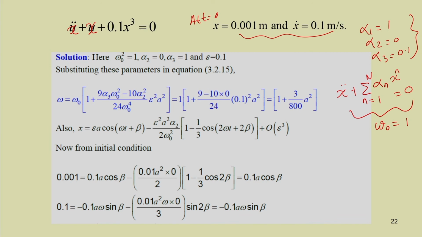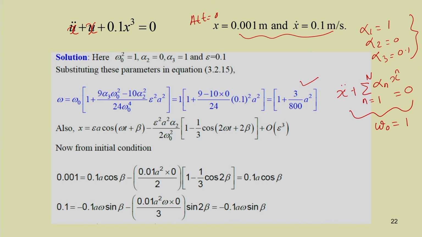By taking, for example, epsilon equal to 0.1, we can write this omega in this form. So we got omega equal to 1 plus 3 by 800 into a square. We can always plot this omega equal to 1 plus 3 by 800 a square. This is an assignment for you, to plot this curve.